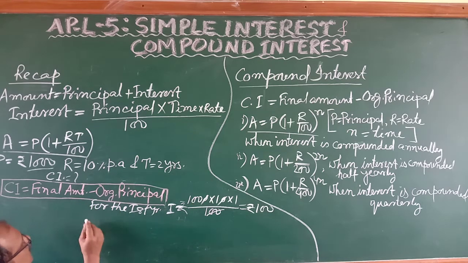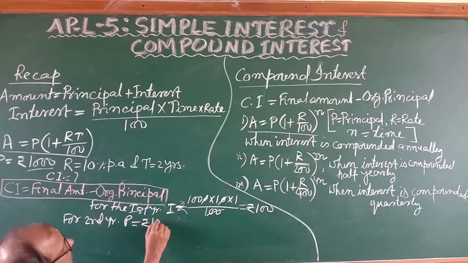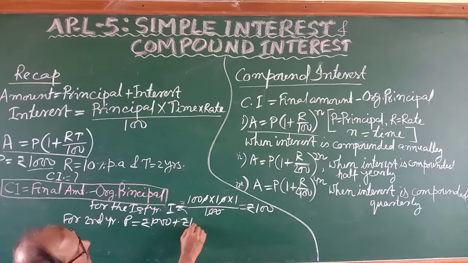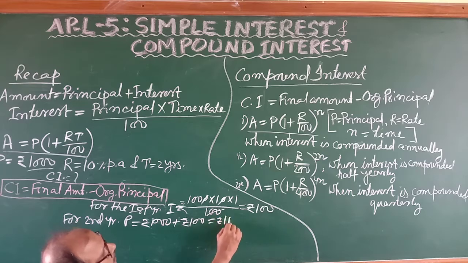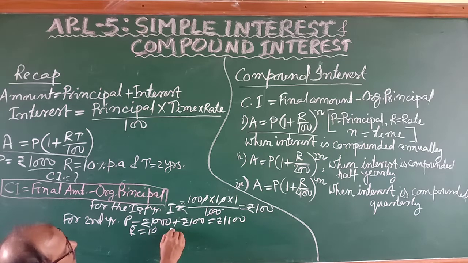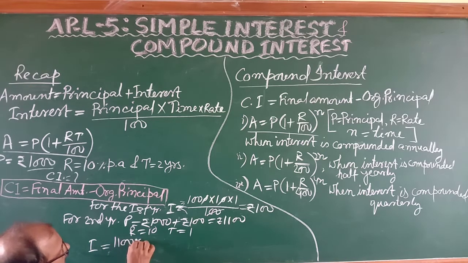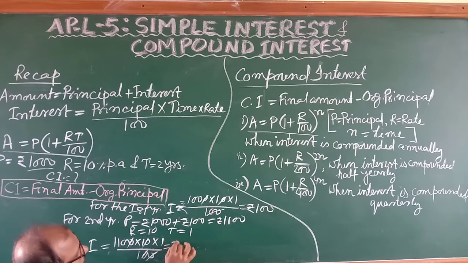Principal amount is 1000. So for second year, the principal will become ₹1000 plus ₹100, that is becoming ₹1100, and rate and all become same. Rate is equal to 10% and time is equal to 1 year. We have to consider that for second year, interest will be how much? Second year interest will be 1100 into 10 into 1, time will be considered as 1, and then 100. This 100 will be cancelled with this and it became 110. So 110 is the interest for the second year.